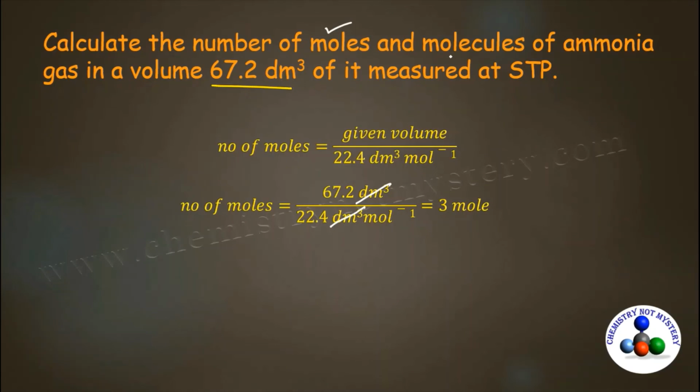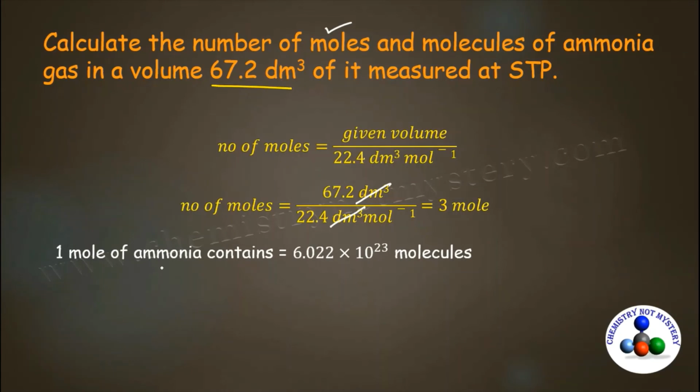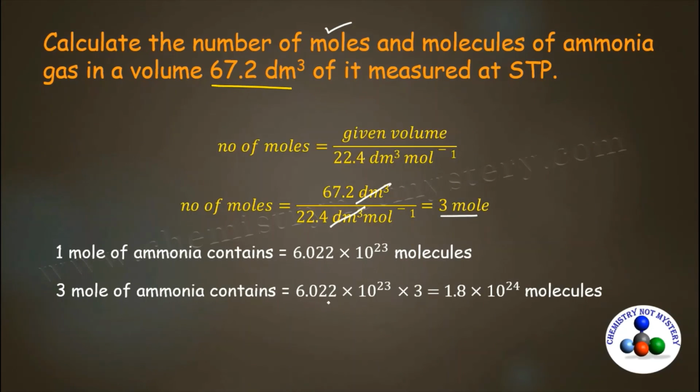Now we have to calculate the number of molecules of ammonia. And we know 1 mole of ammonia contains 6.022 into 10 raised to 23 molecules of ammonia. So 3 moles will contain 6.022 into 10 raised to 23 multiplied by 3. On solving it, you will get 1.8 into 10 raised to 24 molecules of ammonia. So here we have calculated the number of molecules also.